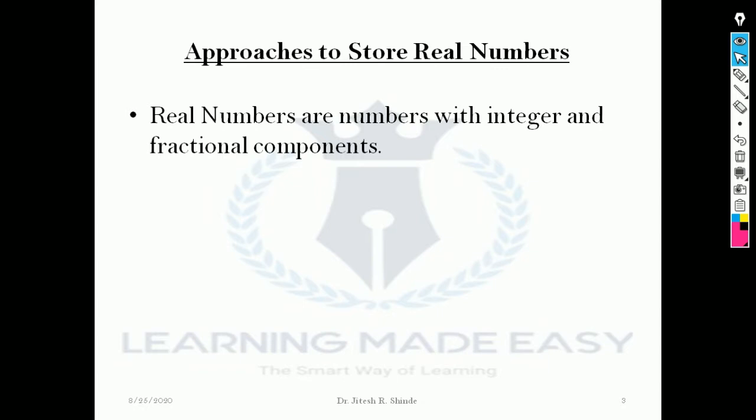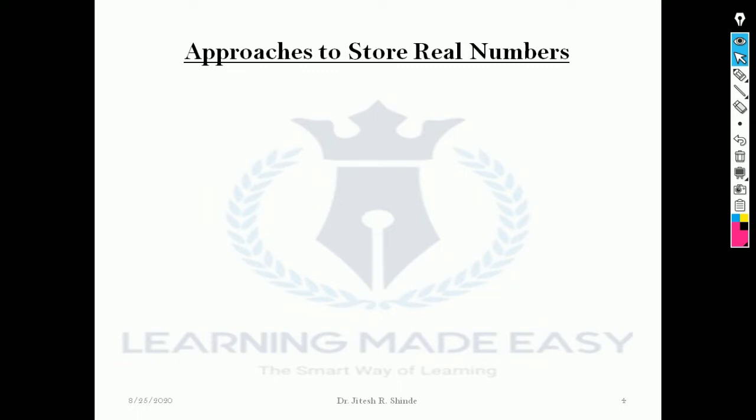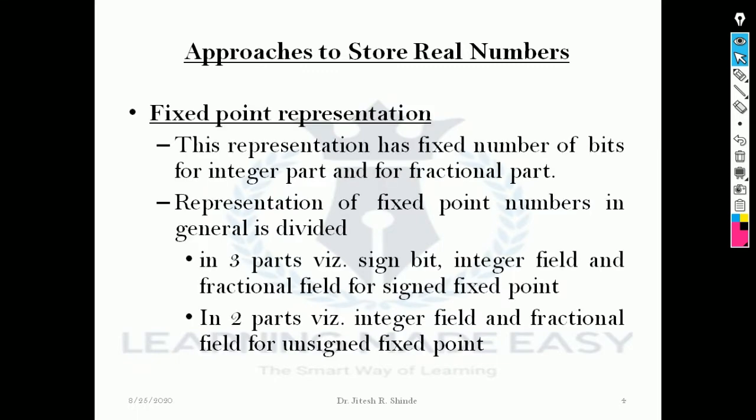Real numbers are the numbers with integer and fractional component. The approaches to store the real numbers are fixed point representation and floating point representation. In fixed point representation, we have seen that there are two schemes, one for signed fixed point and another for unsigned fixed point. Signed fixed point consists of three parts: one part reserved for signed field, another part for integer field, and another remaining for the fractional field.